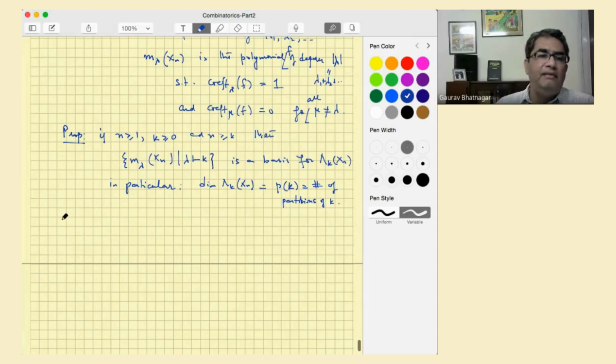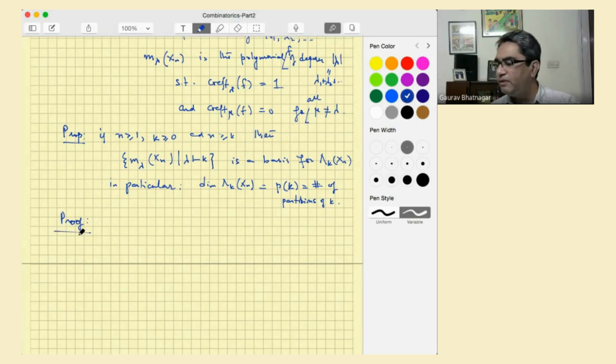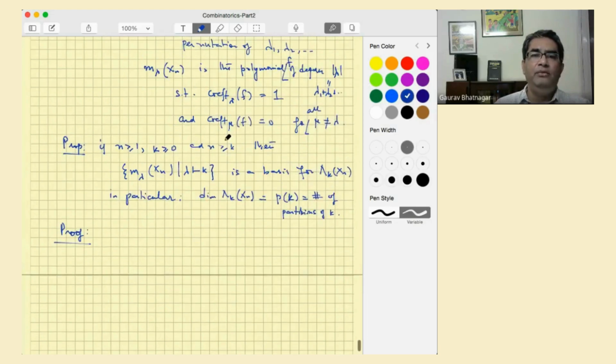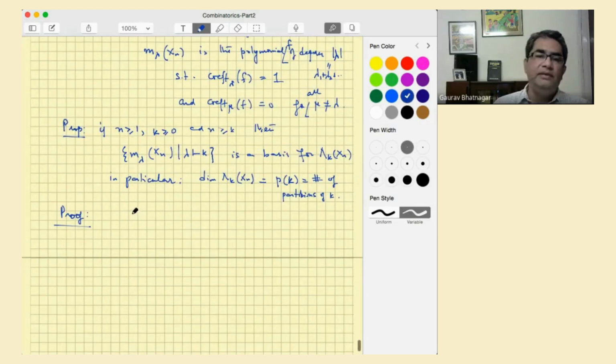Well, against my better judgment, the book says it requires a proof, but I think it doesn't. This is a key observation. So take the summation of c lambda m lambda xn, for lambda in a set of partitions. What am I proving? I'm proving linear independence. Suppose this is 0.